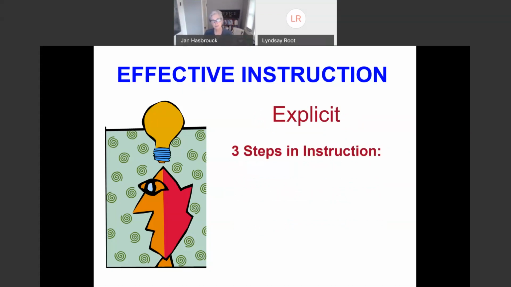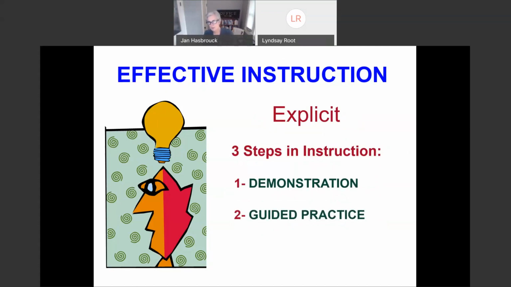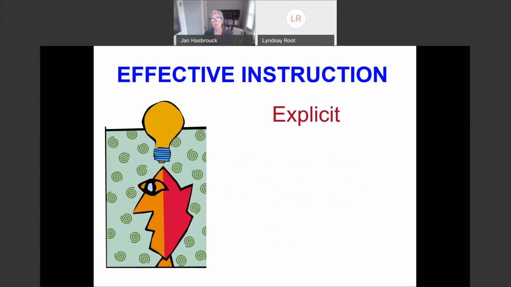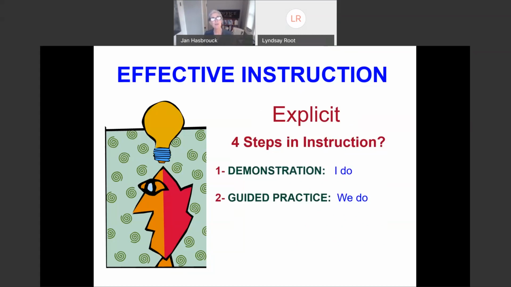If we demonstrate to the student what it is we want them to do, we give them ample guided practice where you and I, the teacher and the student, practice together, and then ultimately give them a chance to practice independently. That's what we mean essentially by explicit instruction, and we know that it's effective. You may have heard the terms I do, we do, you do.